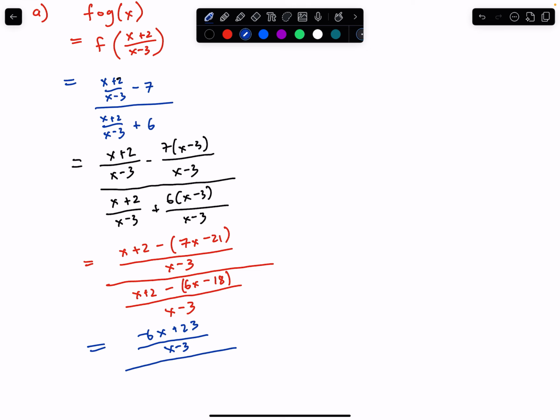Okay, in the bottom, you've got x minus 6x. So that's going to be negative 5x. And then you've got a 2 minus negative 18. So that's going to be 2 plus 18, which is plus 20. And you've got that x minus 3 in the bottom still.